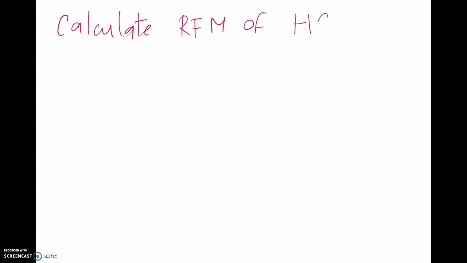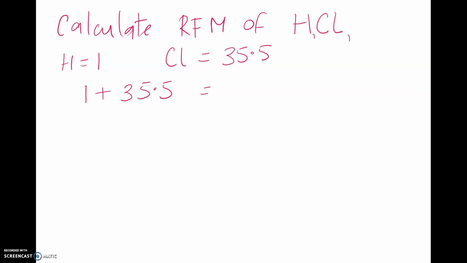Let's start with a simple example to calculate the relative formula mass of hydrochloric acid. Hydrogen is 1, chlorine is 35.5, and because we have one of each, we just do 1 plus 35.5, which gives you 36.5.